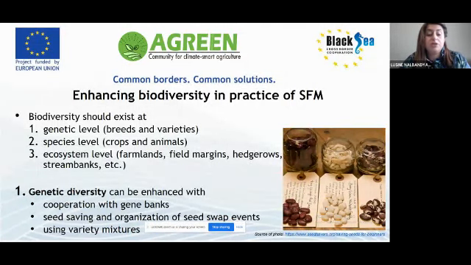Farmers' seed saving and seed sharing practices can help to save rare but valuable varieties. A seed swap event can serve agrobiodiversity increasing and community building purposes, where gardeners and farmers can meet, discuss properties of different varieties, and exchange their saved seeds. On the species level, diversity can be enhanced, for example, by having animals and crops on the same farm.